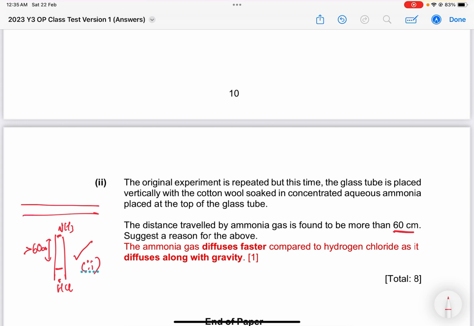You know that definitely if it's more than 60, it must have diffused faster. What could have caused the thing to diffuse faster? By turning it, actually you realize gravity is now one of the factors that cause it to diffuse faster. So why ammonia diffuse faster is because it diffuses along with gravity, or it diffuses with the aid of gravity as well. Okay, so here gravity is the one that's helping it to diffuse faster. Okay, so that's for this one over here. That's all, everybody.